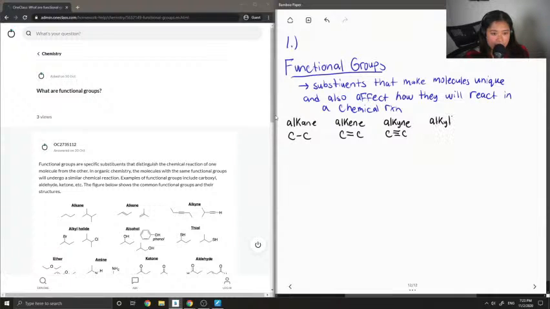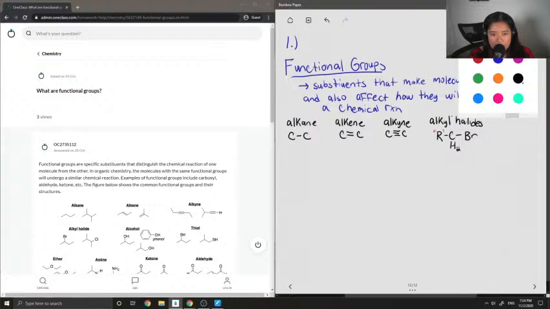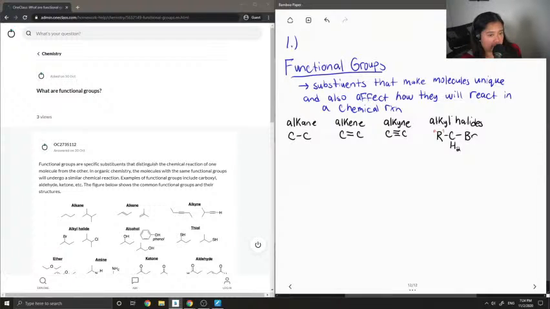You can have alkyl halides. So this is when your carbon is connected to like a bromine or like a chlorine, any of the different halogens. And I will from now on denote R as kind of like the rest of the chain. So it's just a way for chemists to, if they don't want to write out the whole carbon group, you can just denote it as R.